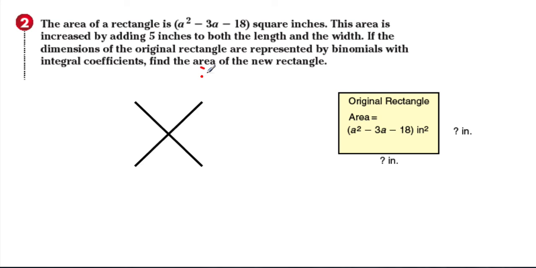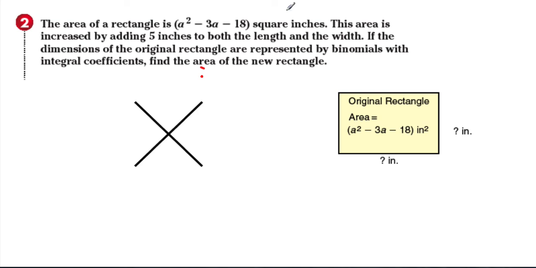You must first find the dimensions of the original rectangle by factoring a squared minus 3a minus 18. So that means, in this case, look at this carefully. Okay, now you have a trinomial whose leading coefficient is 1. If the coefficient is 1, there is no need for grouping.